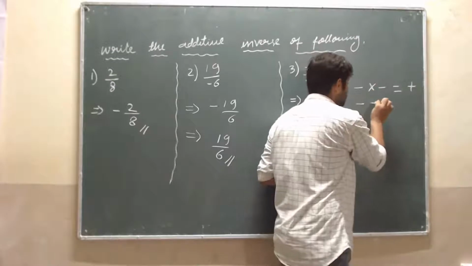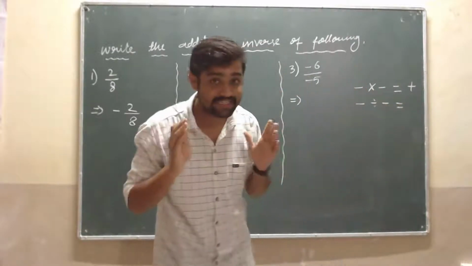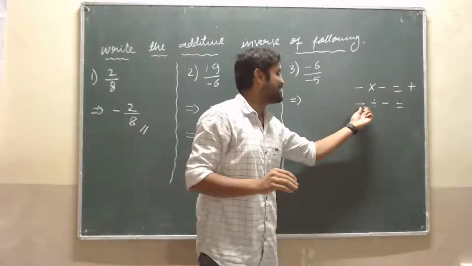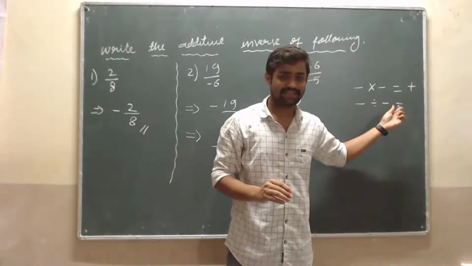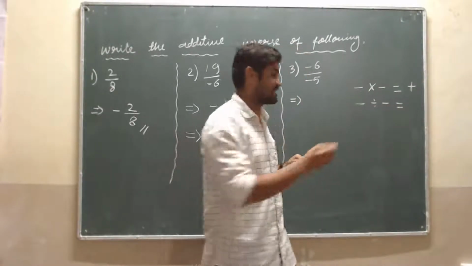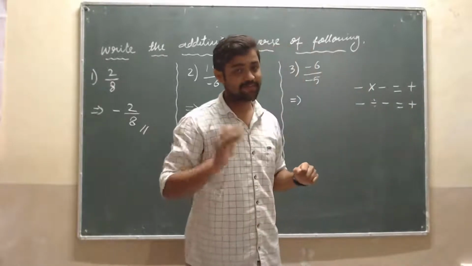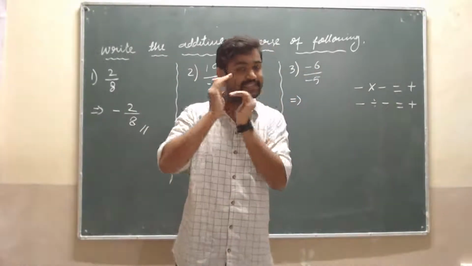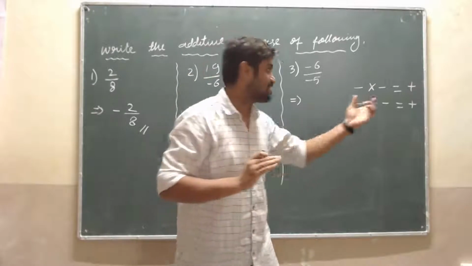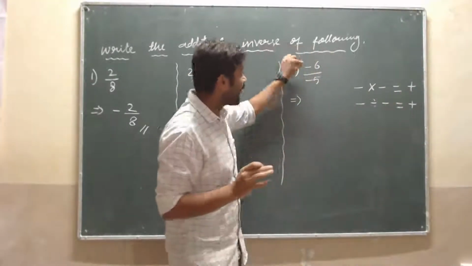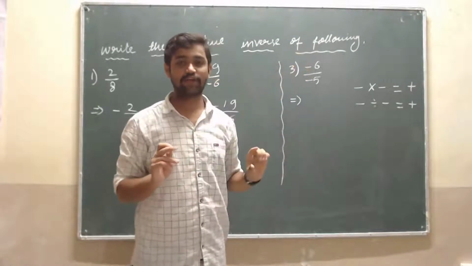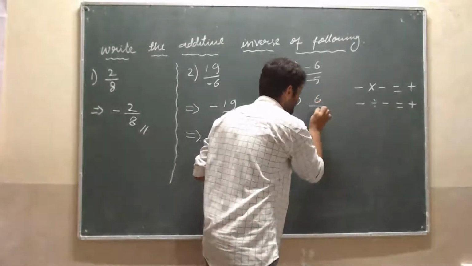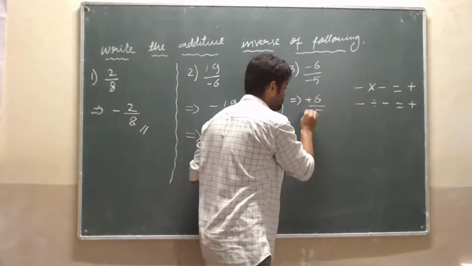Minus divided by minus, what's the answer? Yes, minus divided by minus is plus. See here, when we multiply or divide minus by minus, we get positive, that is plus. Here also we have a minus in the numerator as well as in the denominator. Then what is the simpler form of minus 6 by minus 5? That is 6 by 5, which is plus 6 by plus 5.